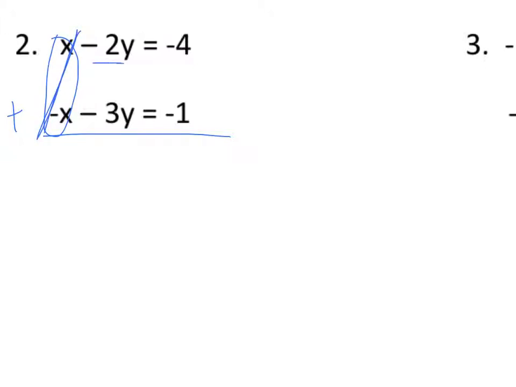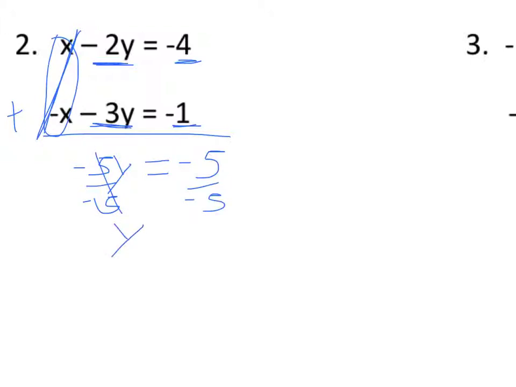When I add my y's, don't forget the negative before. Negative 2y plus negative 3y is negative 5y. And then I'll put the equals, and then -4 plus -1 is -5. So just like that, I have a very easy one-step equation. Well, if you divide both sides by -5, the negatives are going to cancel, and you get y to equal 1.